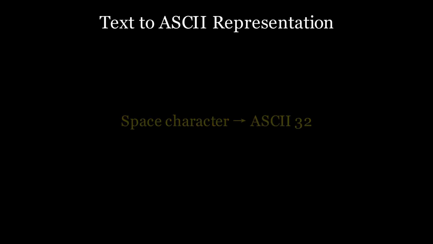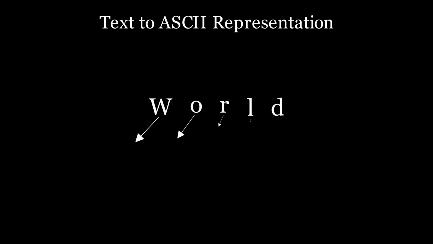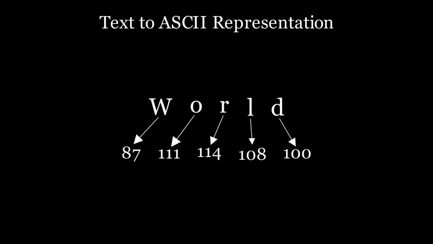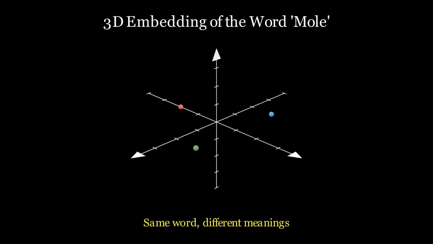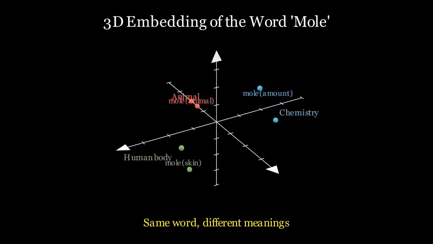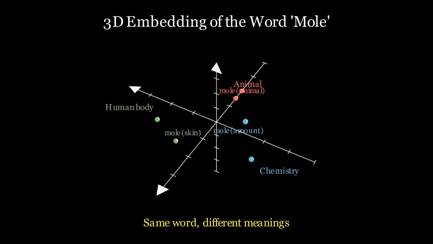But this representation has a big problem. A computer needs a unique representation for every word and meaning. But in most human languages, a single word can have multiple meanings. Take the word mole, for example. A mole can be an animal, a mole can be a chemical unit, a mole can also be a skin mark. If we represent the word mole using a single number or even a fixed sequence of numbers, the computer has no way to distinguish these meanings. The meaning of a word depends on context, not just its spelling.